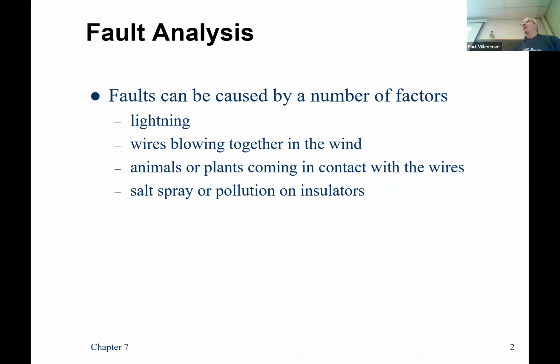I didn't even include another one on there, which is human error. A lot of faults have been caused by human error. It used to happen a lot more. People would just do work on a line and they didn't check that it was energized.